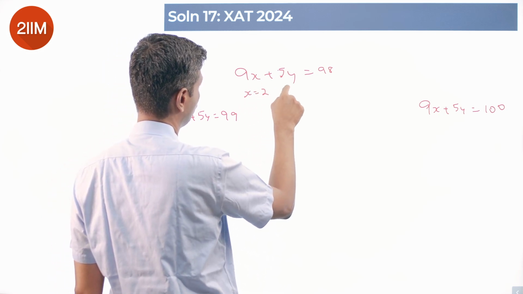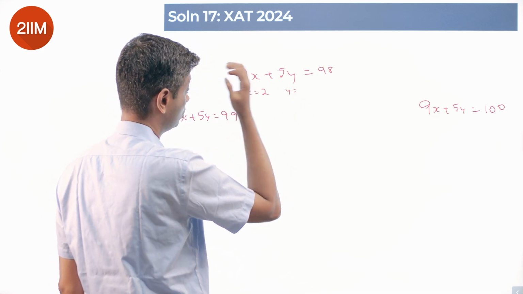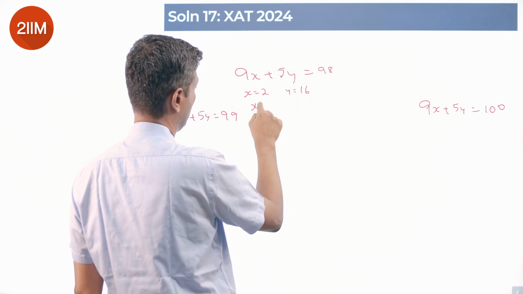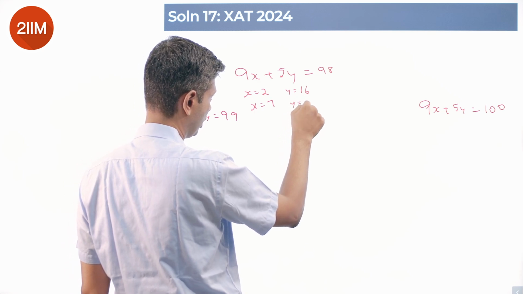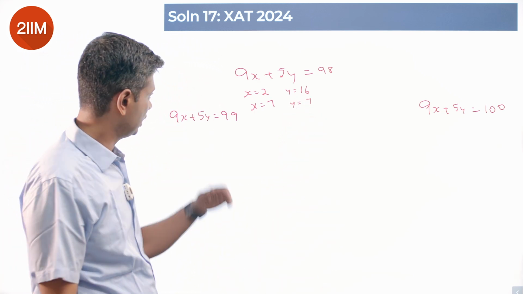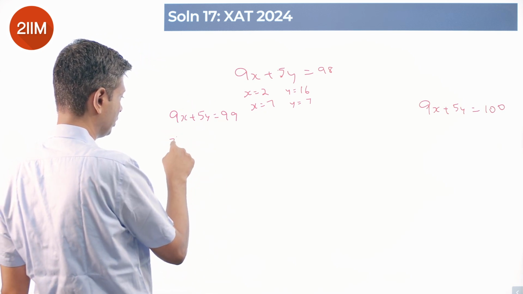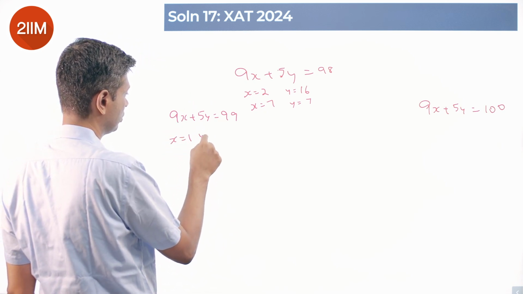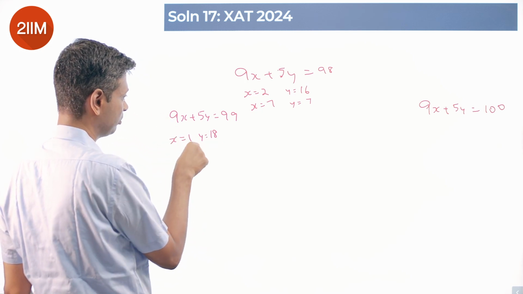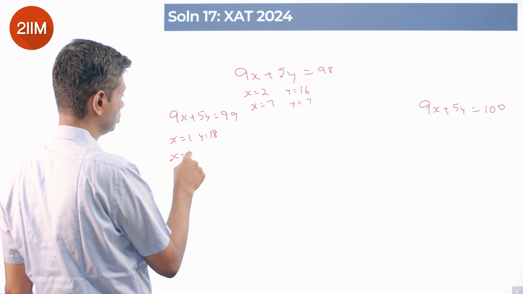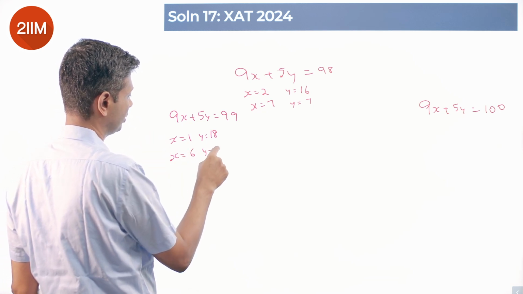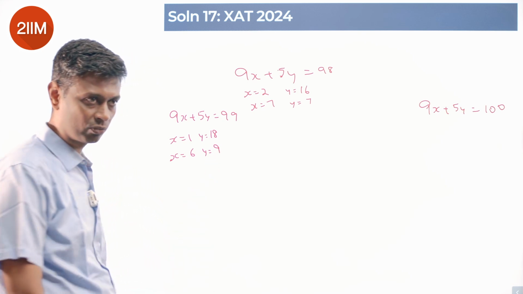x equal to 2, y equal to 18 goes off, 80 remaining 16, x equal to 7, y equal to 7. 14 into 7, 98, that works. x could be 1, y is 18, this works. 9 plus 90 is x equal to 6, y equal to 9 works.